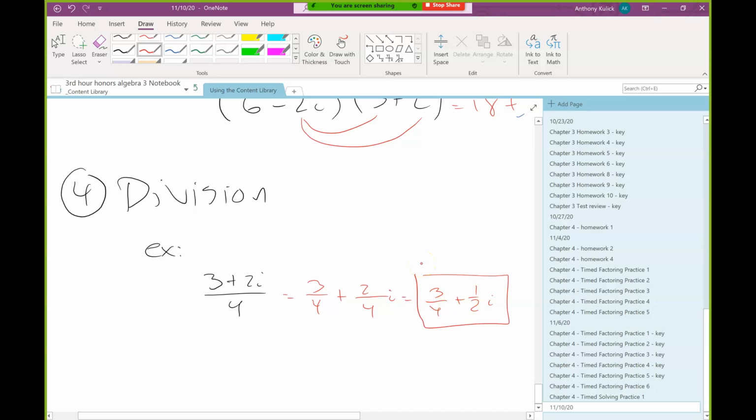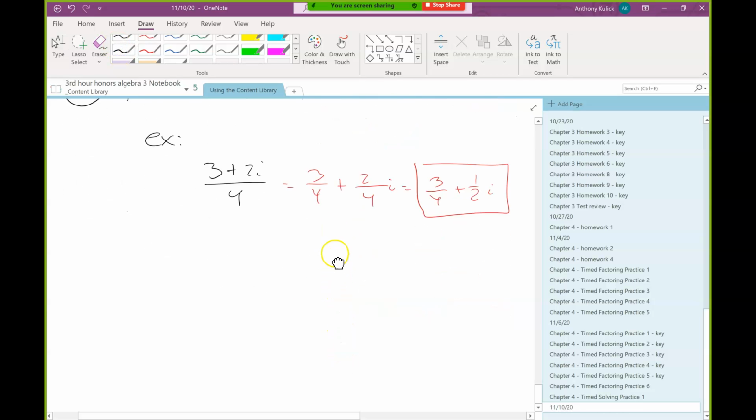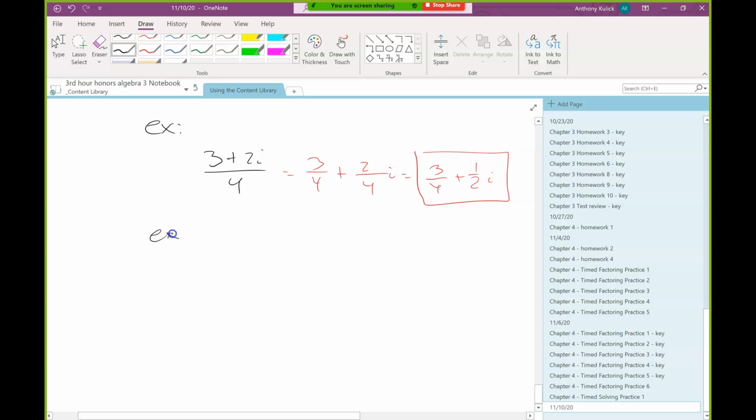What if instead it was 4i instead of just 4? Can I do the same thing? No. Why won't it work? Because I'll still have i's in the denominator if I try to do the same thing, right? Can a complex number have an i in the denominator? No. So this is the trick.